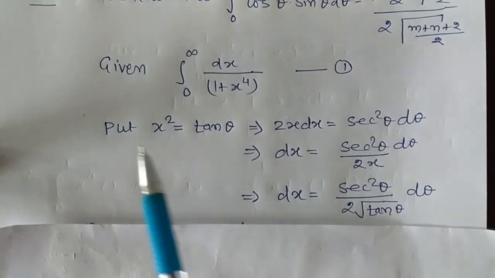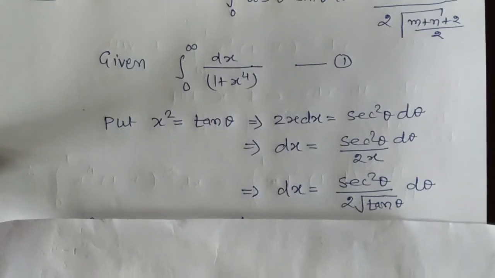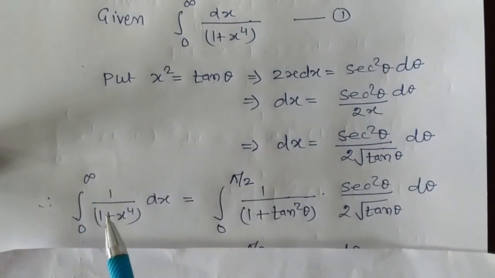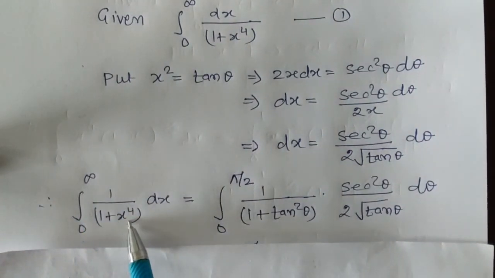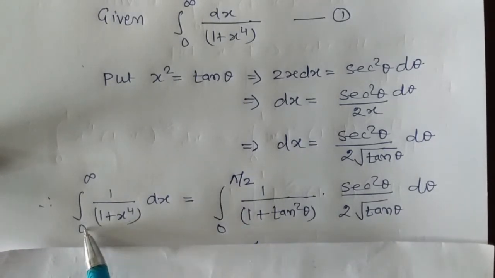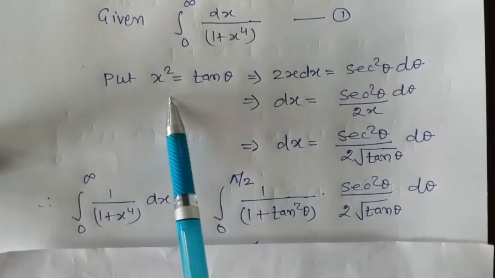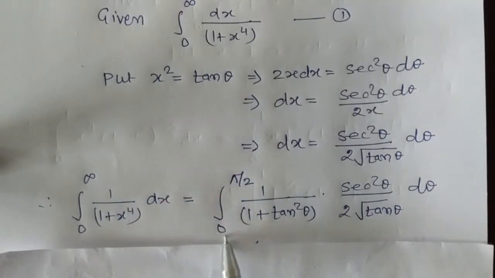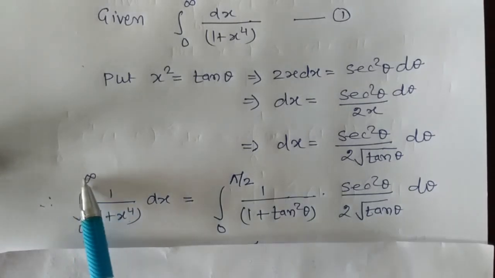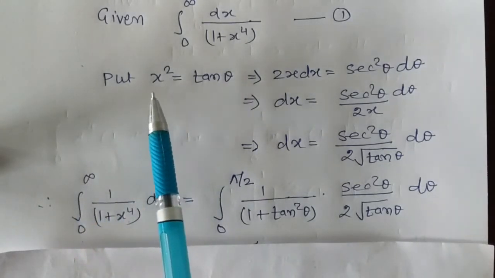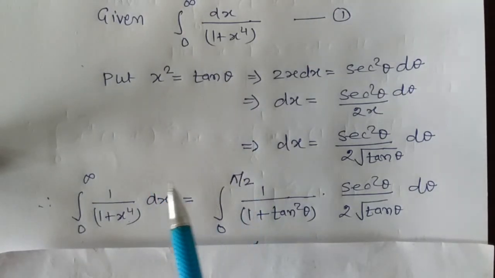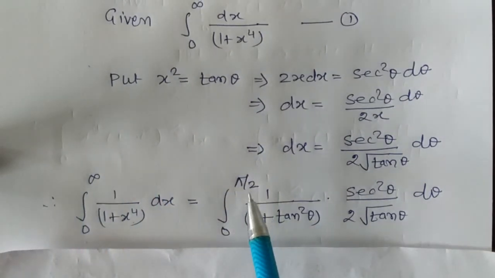Now putting this substitution in the given integral, we get the integral from 0 to infinity of 1 upon 1 plus x power 4 dx equal to an integral with new limits. The lower limit of x is 0. Here tan theta is 0, so theta equals 0. So the lower limit of theta is 0. And the upper limit of x is infinity, so tan theta equals infinity, then theta equals pi by 2. So the limits of integration become 0 to pi by 2.